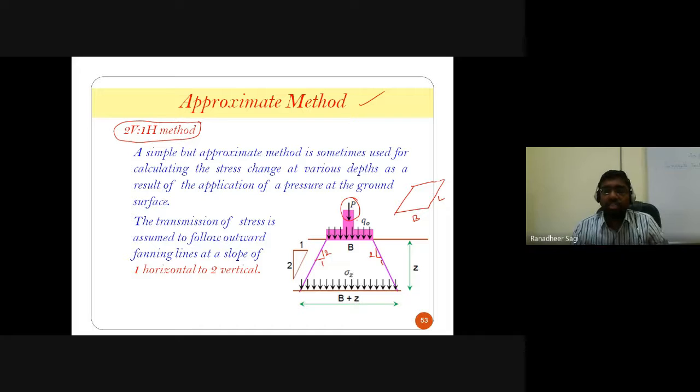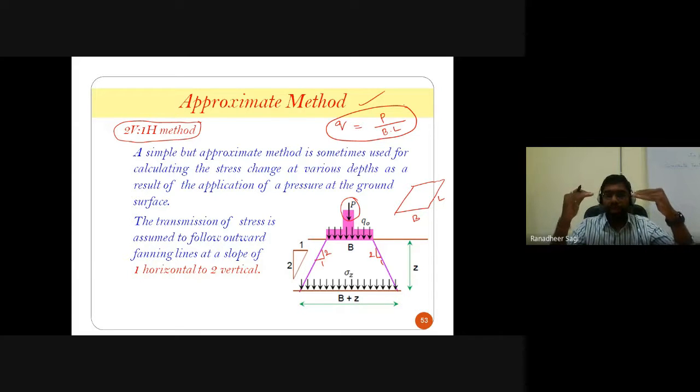So area of the foundation is B into L. So from that much area, your P load is uniformly distributed from the foundation onto the soil. So my pressure, what is getting distributed from the foundation onto the soil, is equal to force P. It's a uniform pressure distribution that we are assuming over a width B and length L. So this much is the pressure that was getting applied uniformly from the foundation onto the soil.